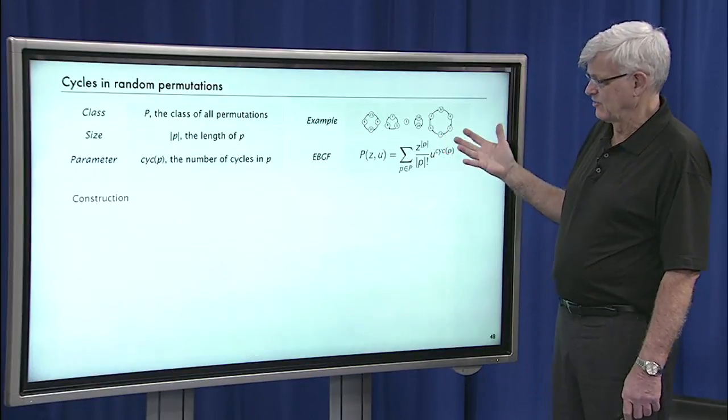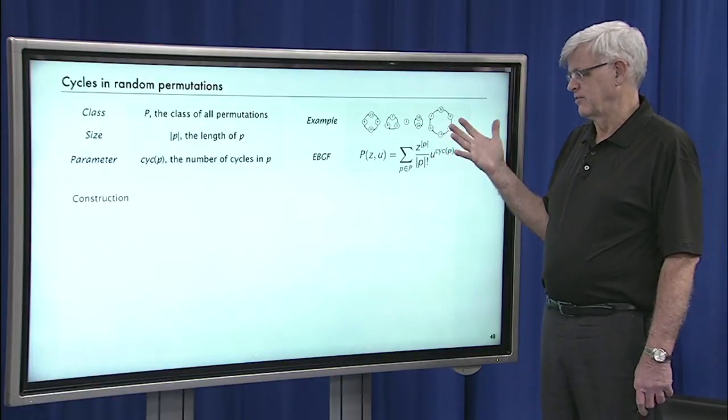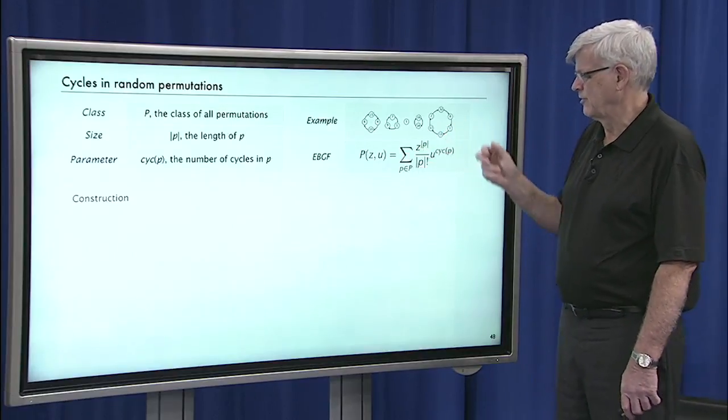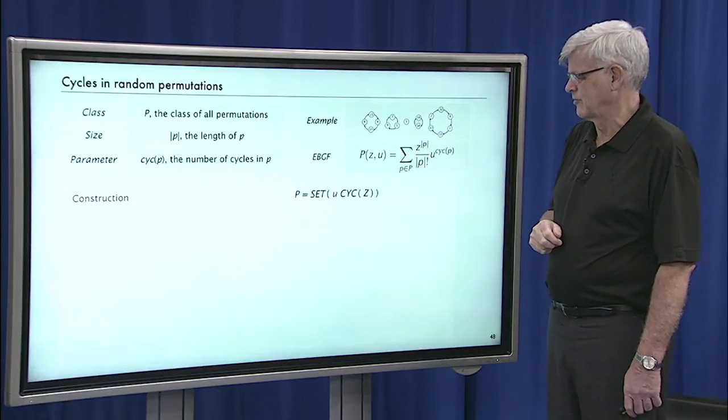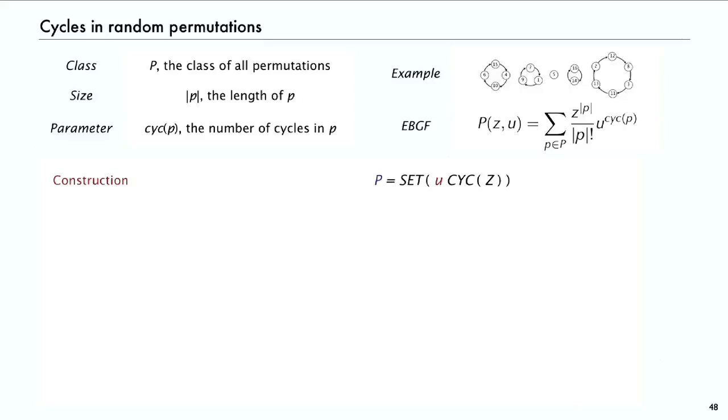And this is, again, easily analyzed with the symbolic method on labeled objects using exponential bivariate generating functions. All we do is label the cycles. A permutation is a set of cycles, and we mark the cycles with u. So the generating function is e to the u log of 1 over 1 minus z. That's log of 1 over 1 minus z for cycles, and u is the mark, and then set is e to that power. So it's 1 over 1 minus z to the minus u.